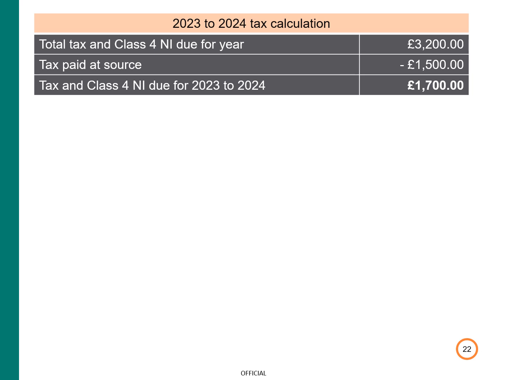In your 2023 to 2024 tax calculation, after deducting the tax paid at source, there is £1,700 tax and Class 4 national insurance left to be paid by the 31st of January 2025. As we said earlier, this is known as a balancing payment. So, are payments on account due for the 2024 to 2025 tax year?